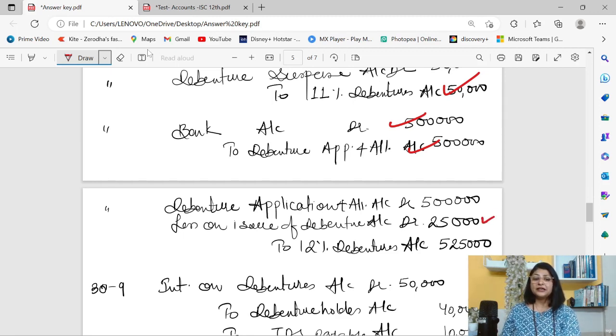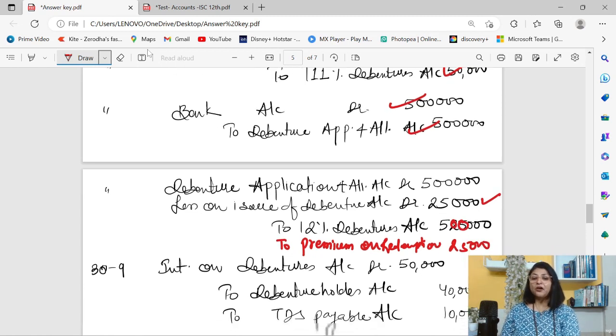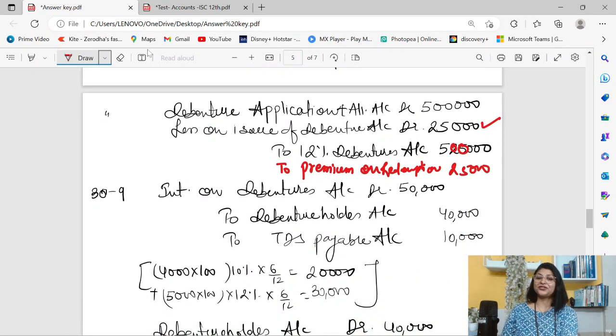That is why here 25,000 is written as loss on issue of debentures, and here one thing is missing. This is premium on redemption of debentures. Premium on redemption of debentures should have come over here, which is 25,000, and above over here the amount should be 5 lakh rupees. Okay, now after this we have interest on debentures.